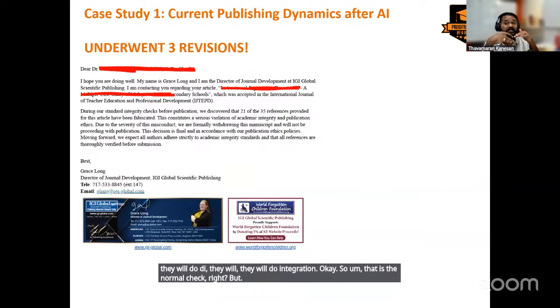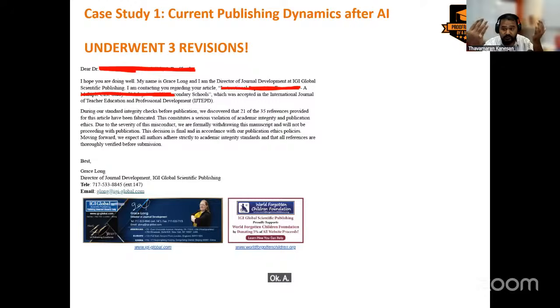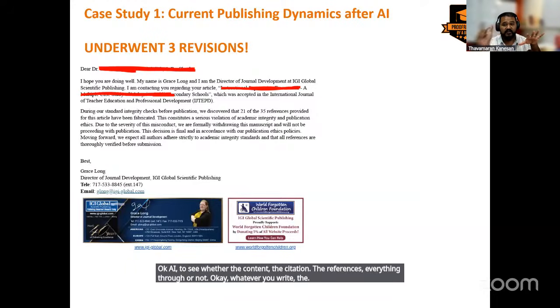But now they have gone one step ahead. Journals have developed their own AI authentication tools to see whether the content, the citations and the references are all true or not. Whatever statement you write when you cite a paper, they can check whether it is true or not. So this is what happened.